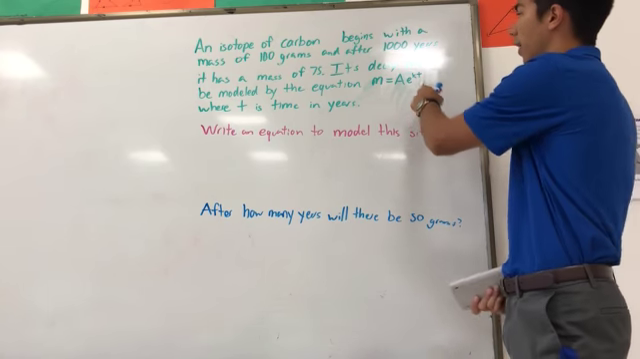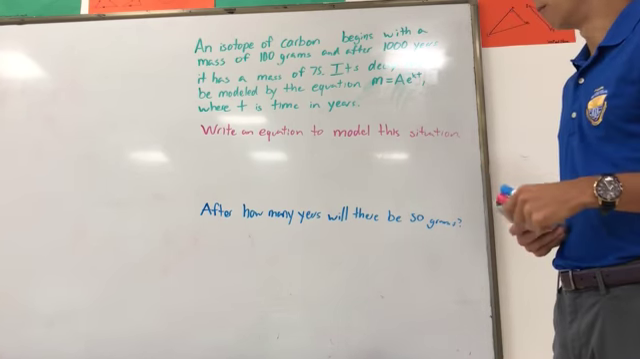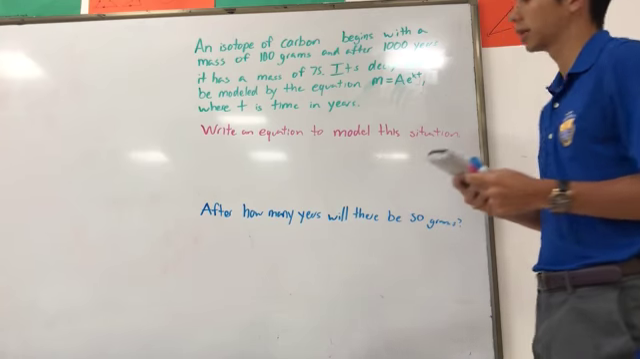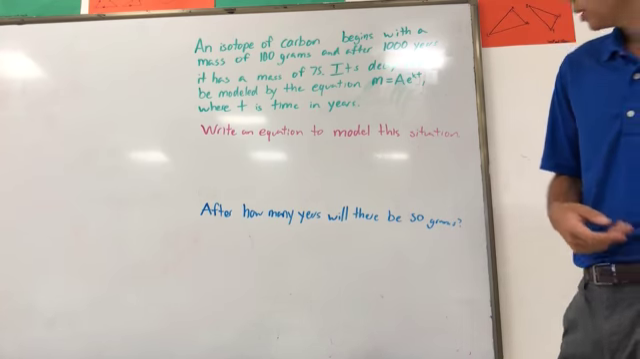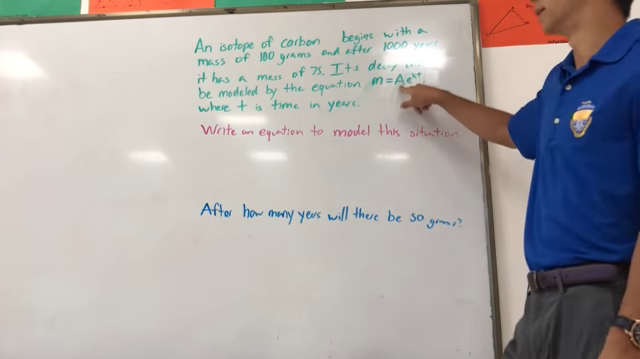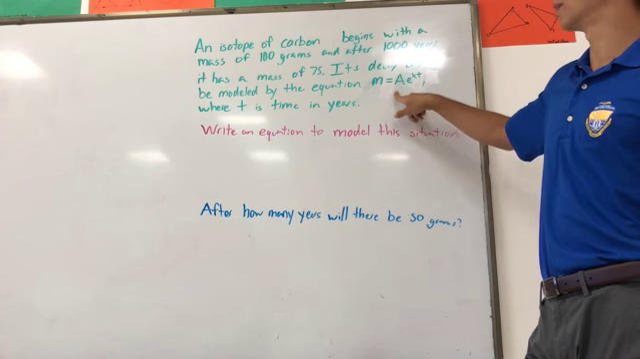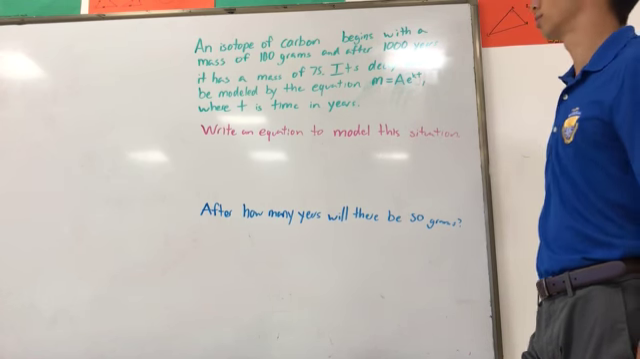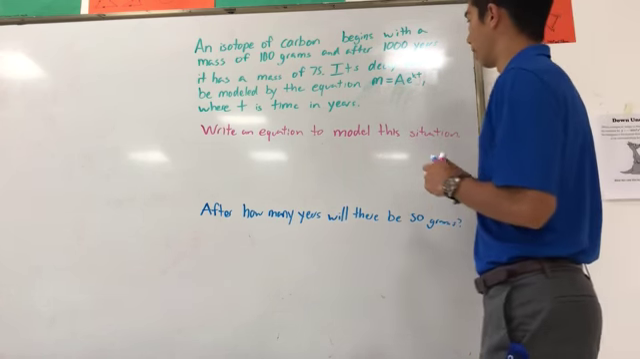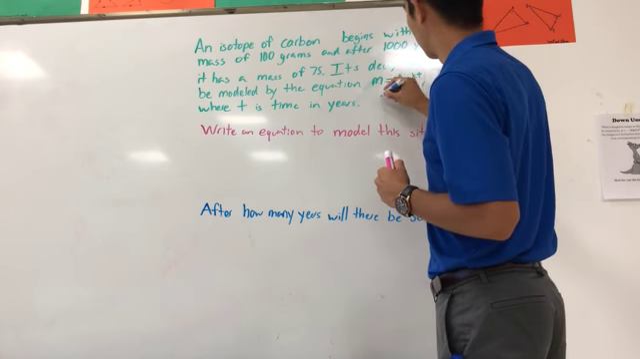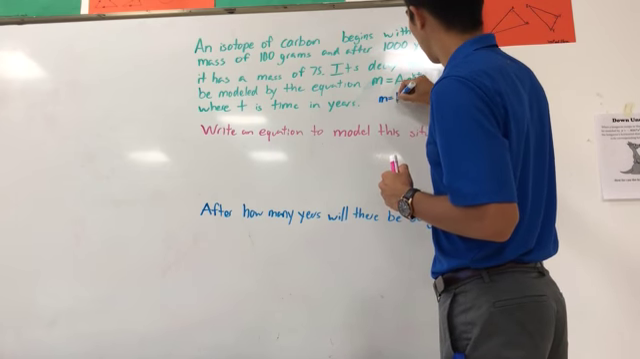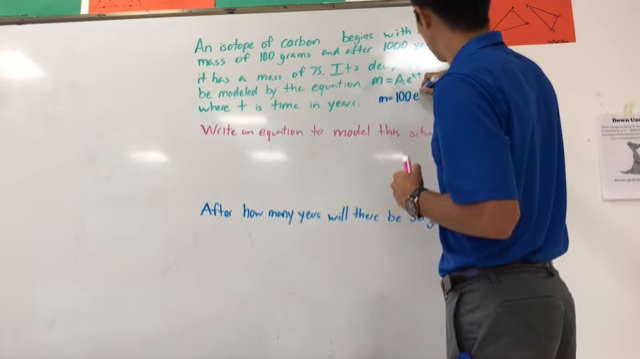Okay, we need to solve for k to be able to write the equation. So we need to write an equation to model the situation. Okay, so we know what a is. So a, remember, is our initial value. We say that it begins with a mass of 100 grams. So I know already that my equation should look something like this. It should be m equals 100 e^(kt).